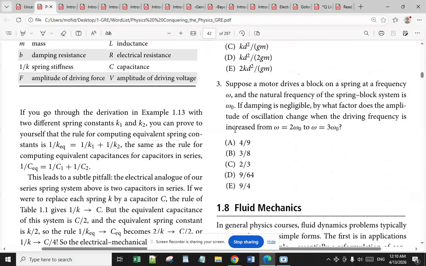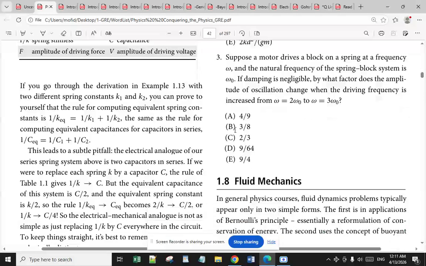This leads to a subtle pitfall. The electrical analogy of our series spring system above is two capacitors in series. If we were to replace each spring constant k by a capacitor C, the rule of table 1.1 gives 1/k going through the C. But the equivalent capacitance of this system is C/2, and the equivalent spring constant is k/2.